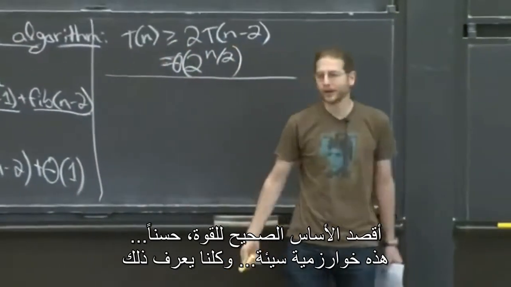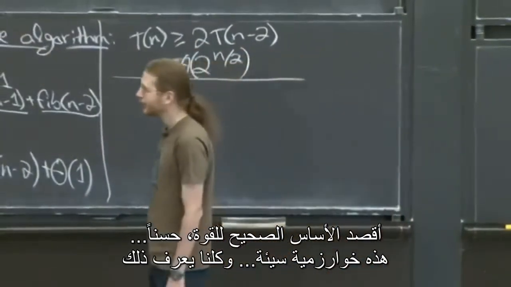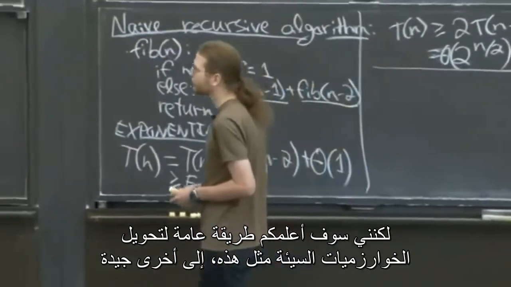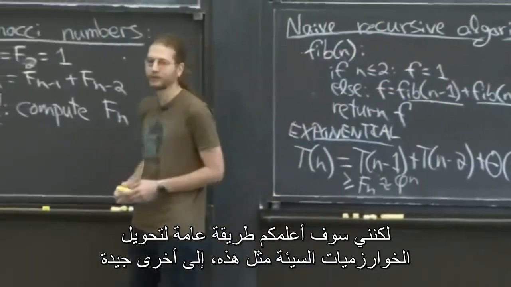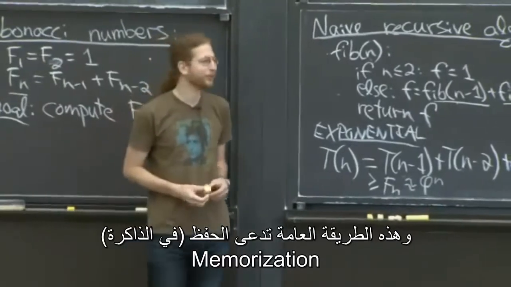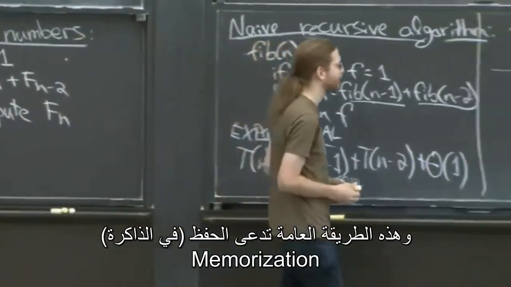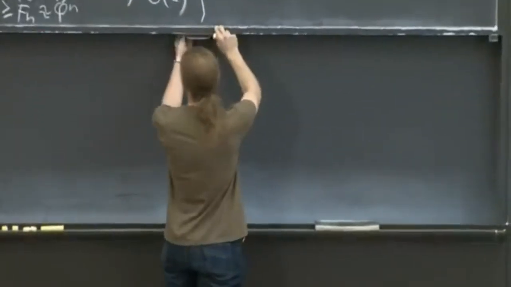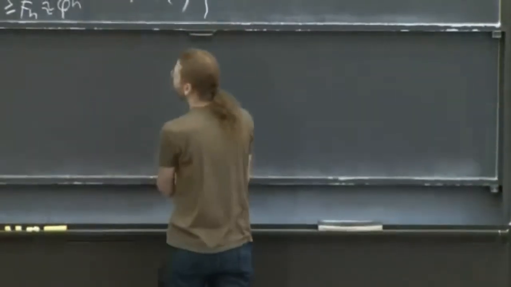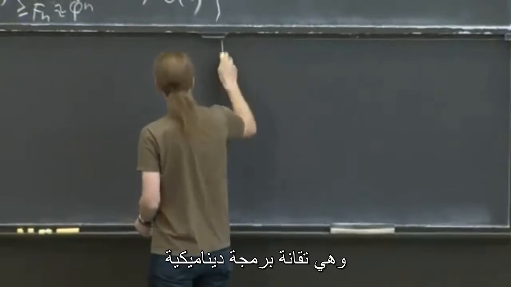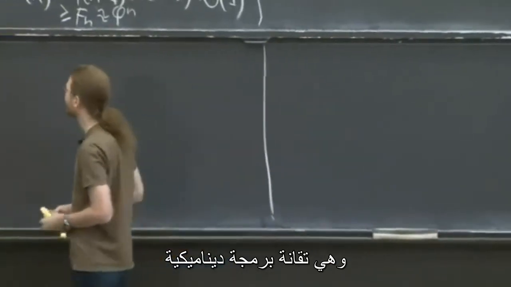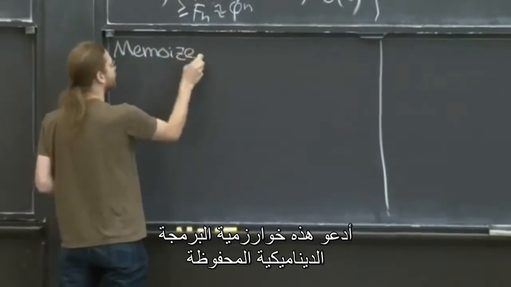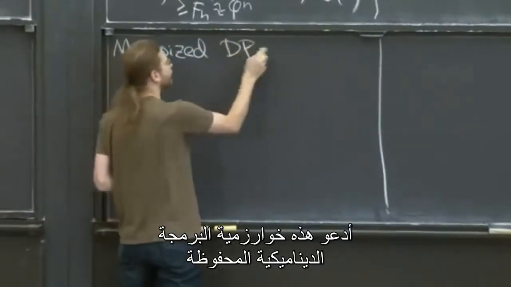Okay, so that's a bad algorithm. We all know it's a bad algorithm. But I'm going to give you a general approach for making bad algorithms like this good. And that general approach is called memoization. We'll go over here. And this is a technique of dynamic programming. I'm going to call this the Memoized Dynamic Programming Algorithm.